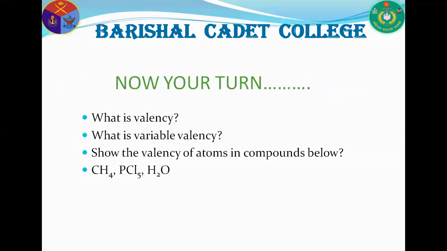What is valency? This is the combining capacity of an atom with other univalent elements. What is variable valency? If the valency of an element is more than 1 from its electronic configuration and it gains its stability, then this type of valency is called variable valency. Suppose in case of sulfur 2, 4, 6. Valency in different compounds. In case of methane, valency of carbon 4, hydrogen 1; phosphorus pentachloride, phosphorus 5, chlorine 1; water, hydrogen 1, oxygen 2. These are the valencies of the elements in the compounds.